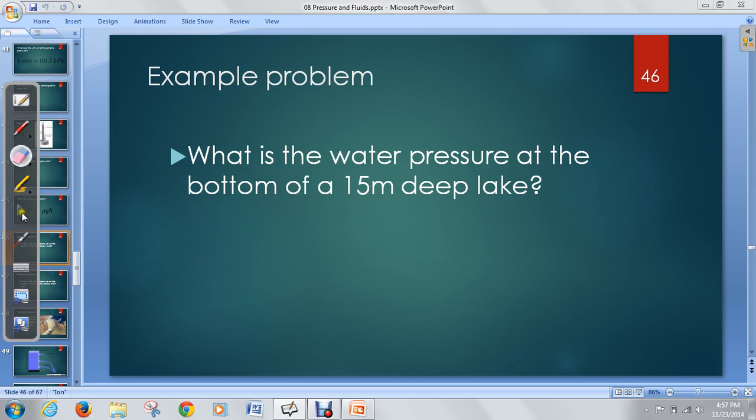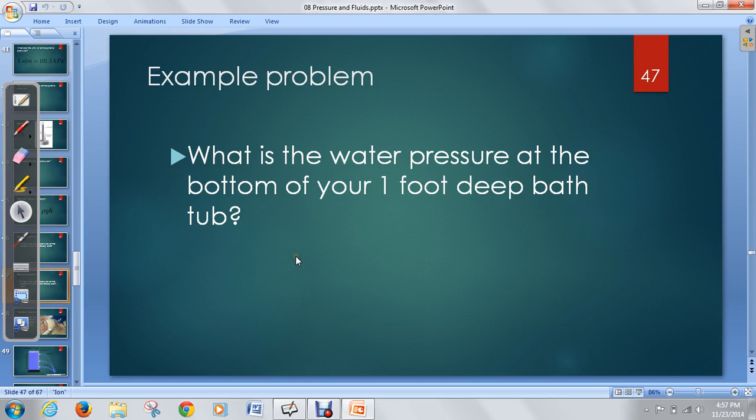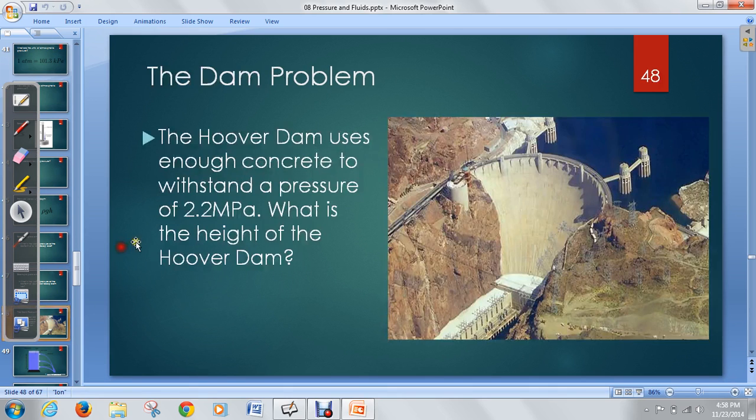Okay, so if you're doing this for participation, try answering this question. What is the water pressure at the bottom of your 1 foot deep bathtub? So in this case, you're going to have to convert it to meters first, 1 foot into meters, but then it's pretty much the same equation. So try and answer that if you're doing this for participation.